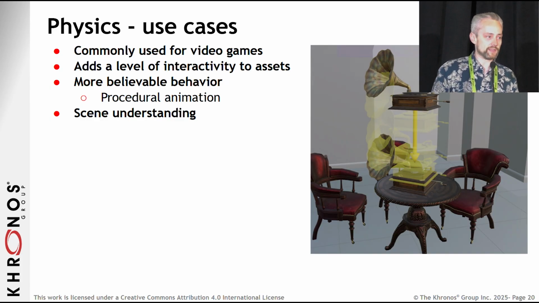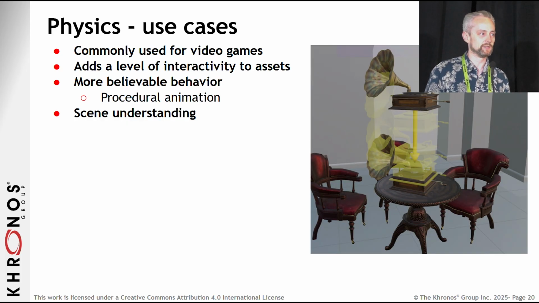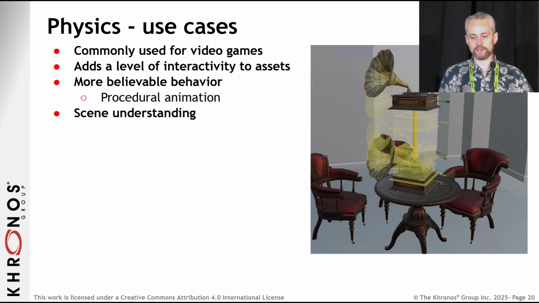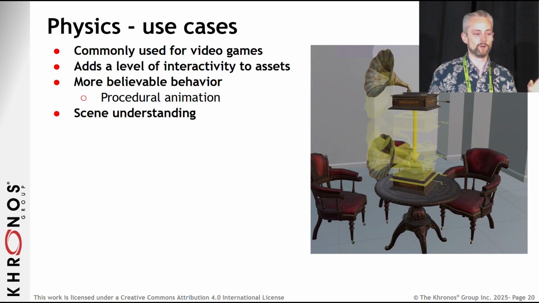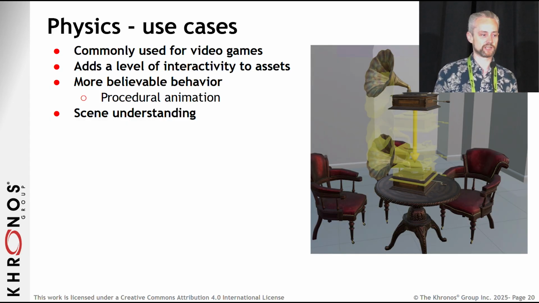And one of the things physics is really interested in is efficient collision detection, which enables scene understanding in new ways. So you might position this gramophone, you might want to ask a query of the scene: how can I efficiently place this on a table? Where do I need to put this so it's actually resting on the table? And physics enables you to do those kinds of queries very efficiently.